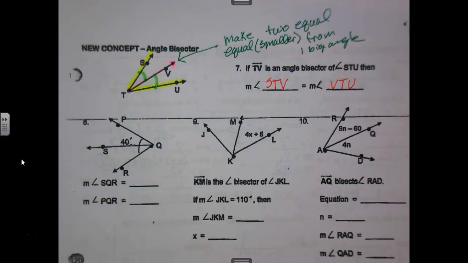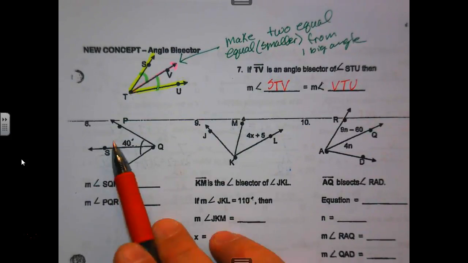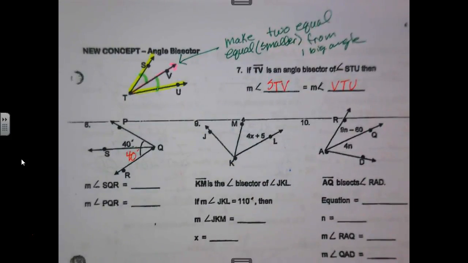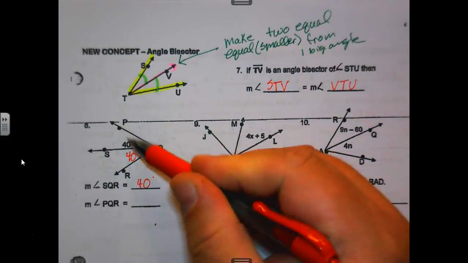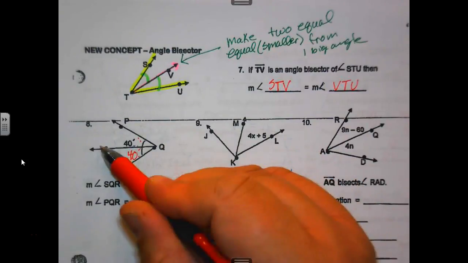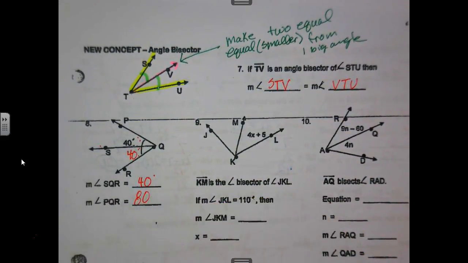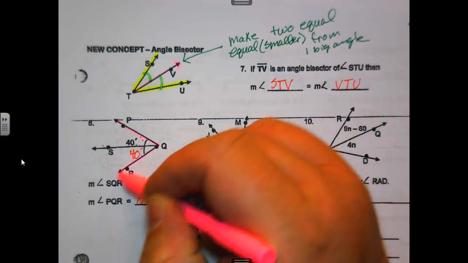For example, number 8, the measure of SQR is going to be what? 40 degrees because they're equal. These two angles are equal because QS is an angle bisector. Angle PQR, which is a big angle, 80, just double that.